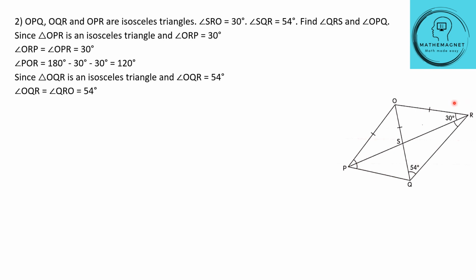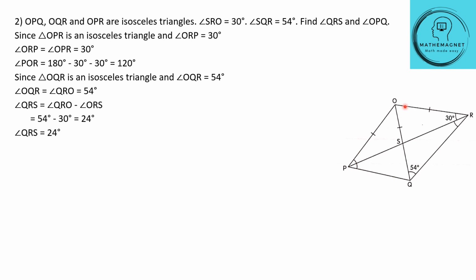Now we know this portion is 30 degrees. So this portion will be 54 minus 30. We will get QRS, which is one of the questions that is asked. So angle QRS is equal to QRO minus ORS. So that will be equal to 54 minus 30, equal to 24 degrees. So one question is answered, that is to find angle QRS, it is 24 degrees.